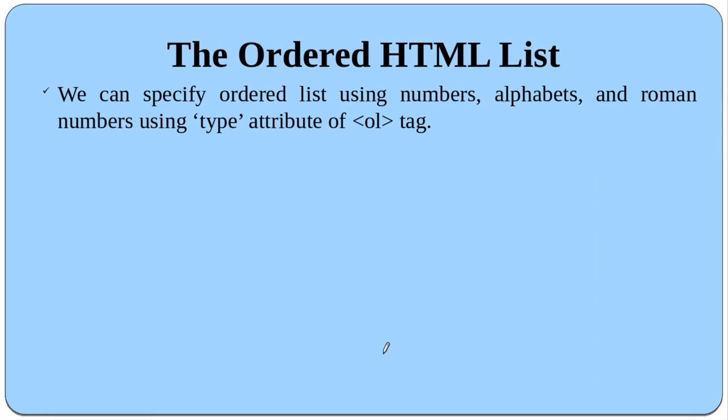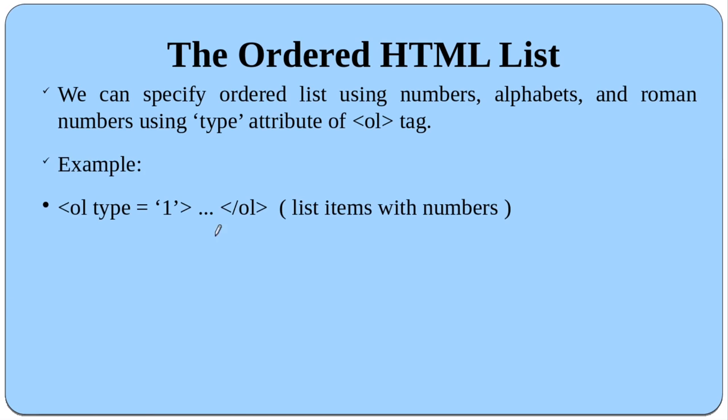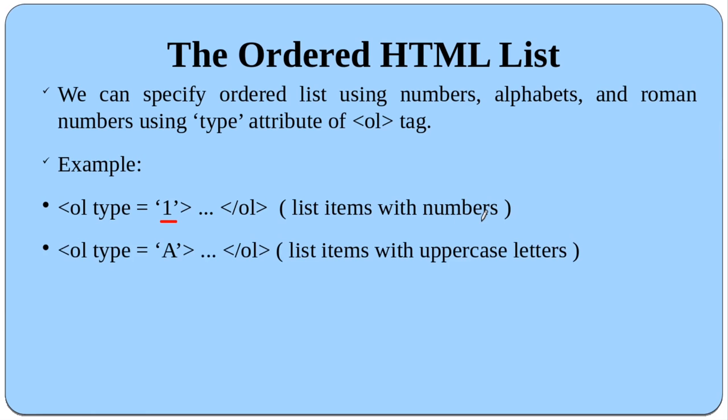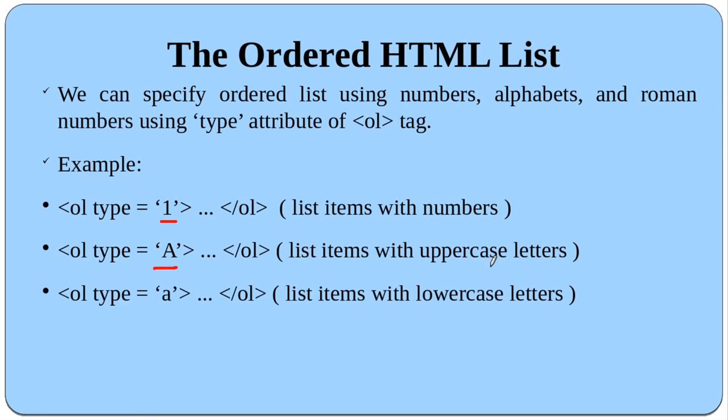In HTML, we can specify an ordered list using numbers, alphabets, or Roman numbers. For this, we need to use the type attribute in the OL tag. For example, if you use OL type equals to 1, you write it within single quotes or double quotes, then the list items are marked with numbers. If you use OL type equals to capital A, then the list items are marked with uppercase letters. If you use OL type equals to small a, the list items are marked with lowercase letters.